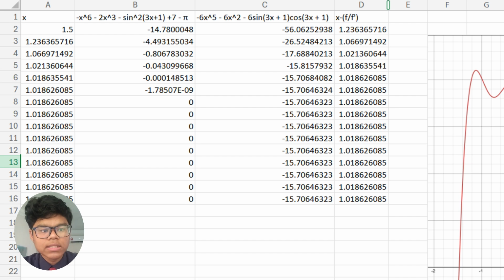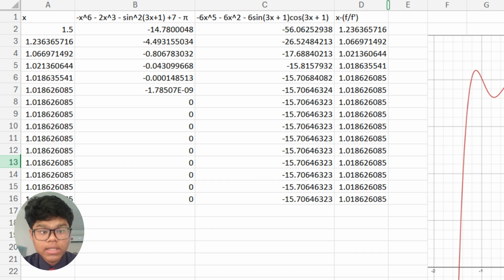As you can see here, x is 1.5. It is then plugged into the original expanded equation, which gives negative 14.78. x is also plugged into the first derivative of the original equation, as you can see here. And finally, with all three pieces of data, it's all plugged into the Newton-Raphson method equation.